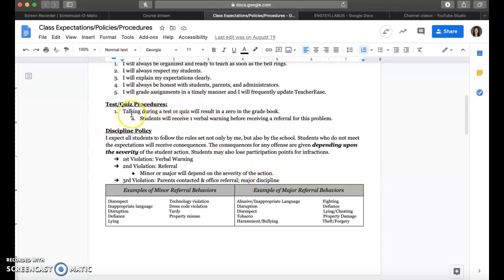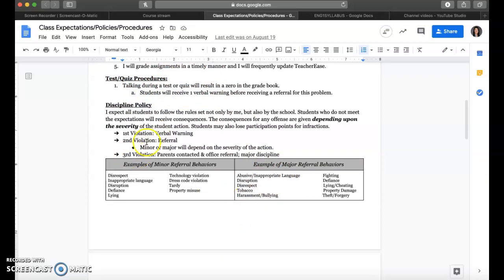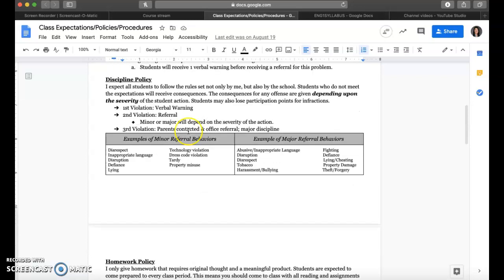Alright, test taking procedures. This really doesn't apply to you guys since you are remote. Discipline policies, okay, you can read over this. My biggest concern with you guys is that you're participating in your remote learning, okay? Participate, be active, get your work done.